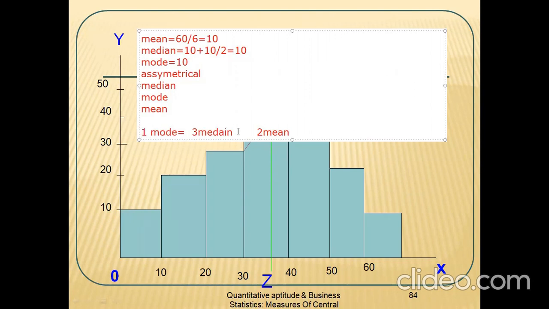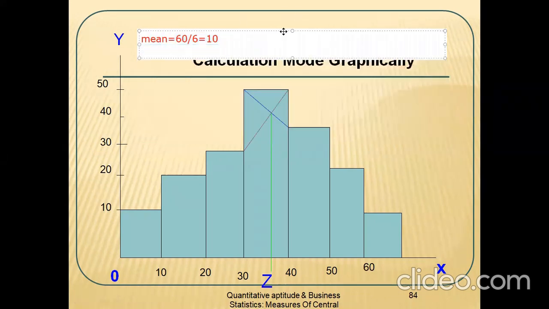Therefore, mode can be calculated as 3 median minus 2 mean. By using this relation, if any two of the items are known, we can calculate the third one. I have given this in simple terms. This has been derived by using one relationship. The relationship is as follows.